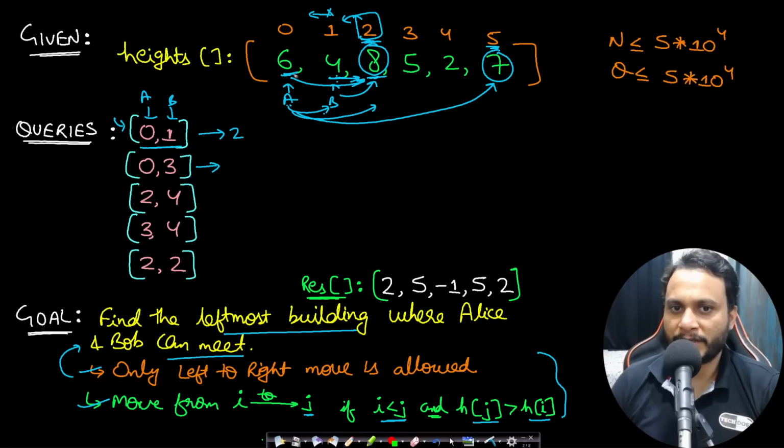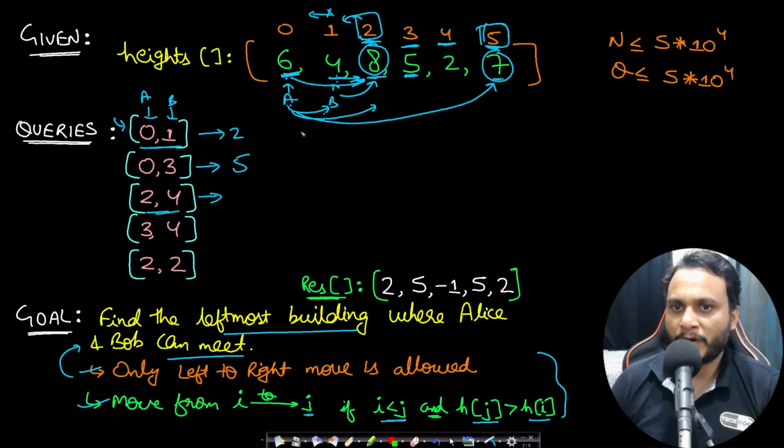Similarly for the 0, 3, if Alice is at 0 and Bob is at 3, then their earliest point of meeting will be 5, because they cannot meet at 4 and they cannot meet at 3. Why they cannot meet at 3? Because the value 5 is actually less than equal to 6, and for the same reason they cannot meet at 4 as well. But at 5, 7 is actually greater than 5 and 6, and it is to the right hand side and it is the leftmost index, right? So that is why the answer will be 5.